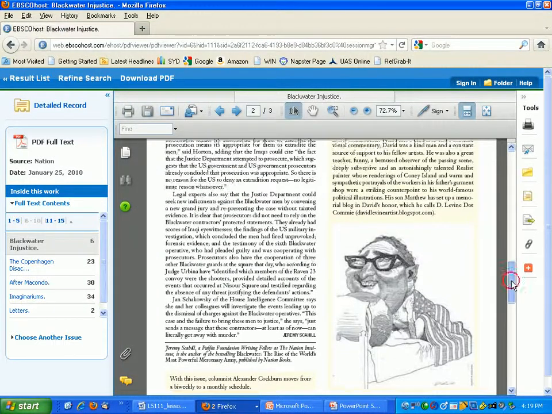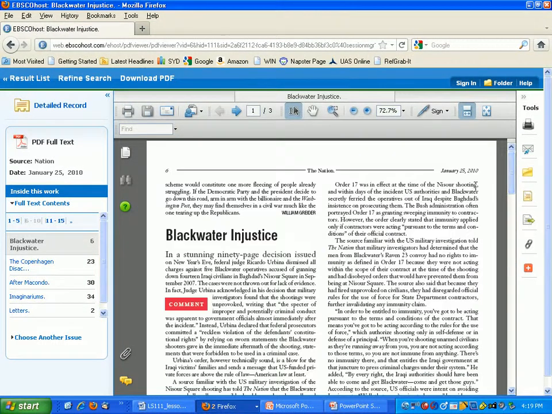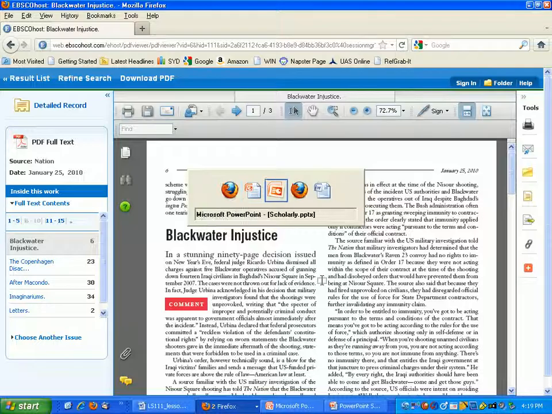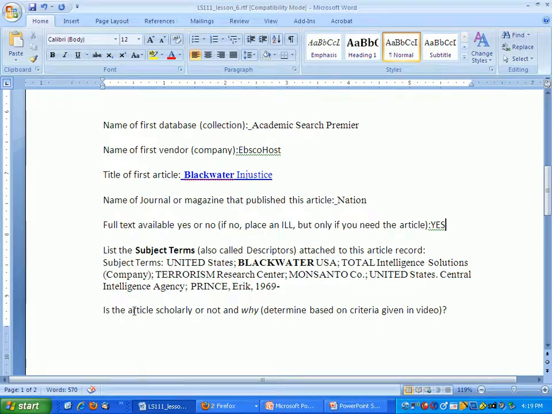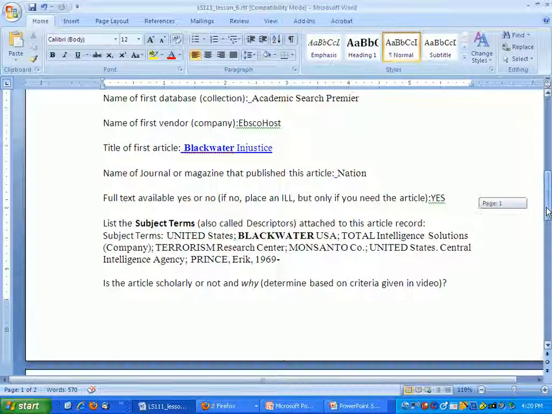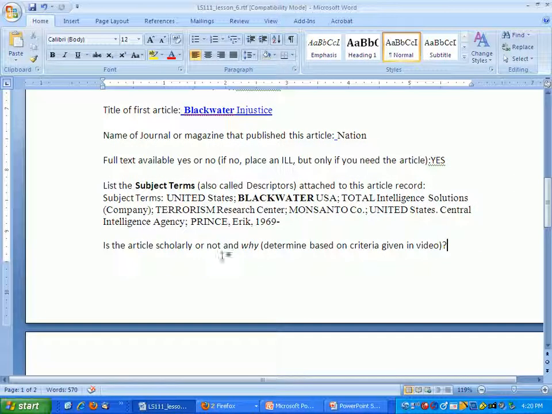So this doesn't necessarily mean you wouldn't want to use this in your research, but for the homework, where it says, is this article scholarly or not, why, you would write down for this particular example that it is not scholarly because it's in a publication called The Nation, which is a magazine. It's only 2 pages long. It's written in common everyday language. It does not have a bibliography, and it doesn't include any research or diagrams.